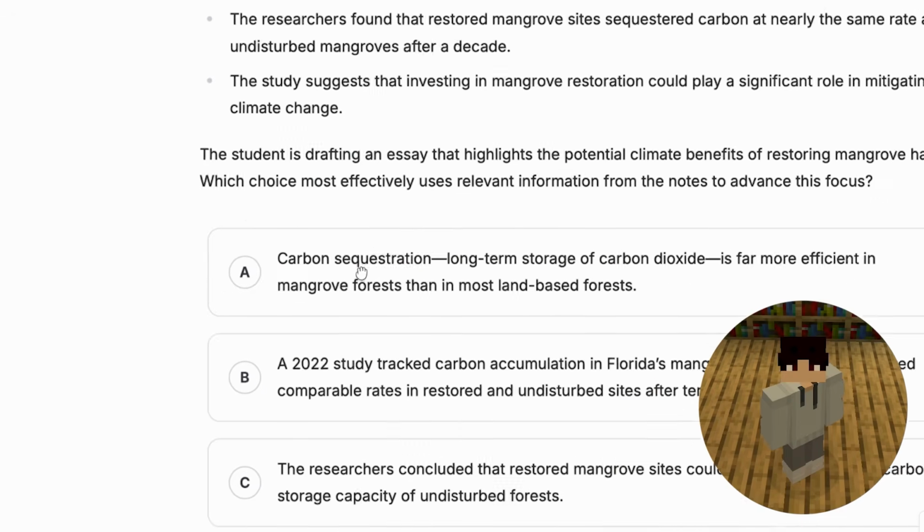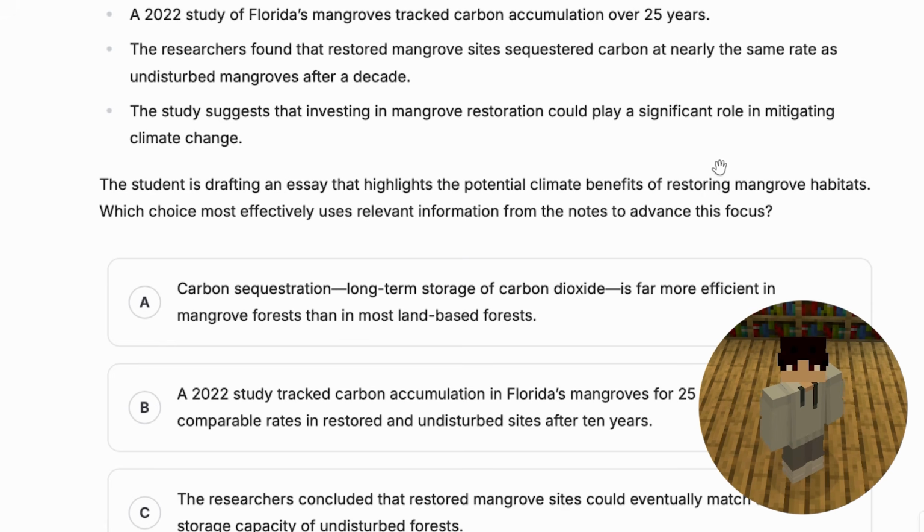So let's start with this question again. We're trying to highlight the potential climate benefit of restoring mangrove habitats. So as mangrove habitats go up, climate goes up as well, essentially.